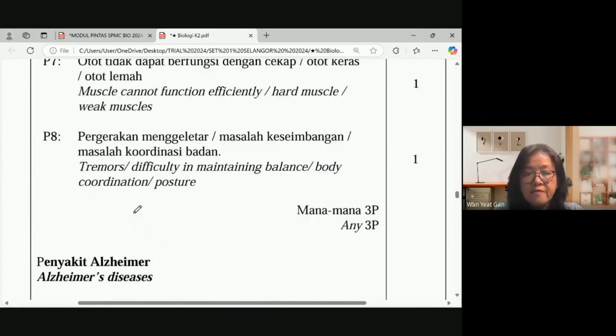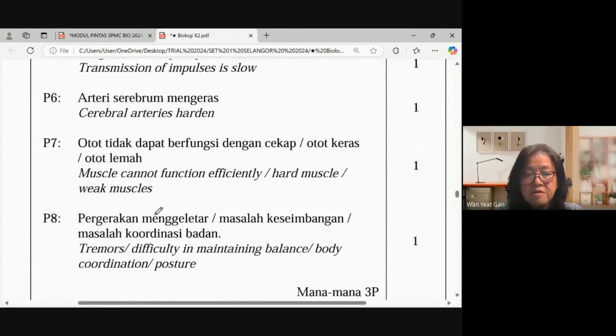So what is affected is actually muscle. The transmission of information causes the muscle to be weakened and unable to function efficiently to respond to the impulse, because the impulse is weak. This results in tremor or difficulty in the person maintaining his body posture. So the person will become unbalanced and will not be able to walk properly. Okay, so that is for Parkinson.